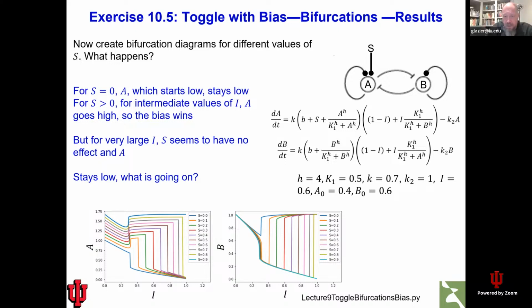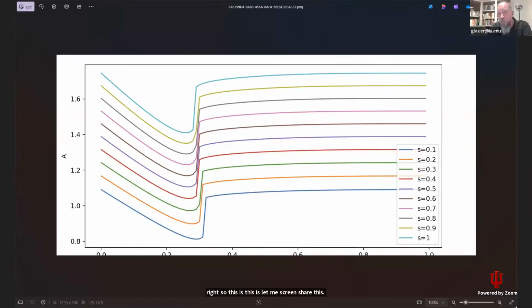So in your case, let's see. You're seeing, well, this is actually the upper branch. Oh, yeah, right. So this is, let me screen share this. So what you're seeing here is that upper branch in my A plot. And you're right that as you're increasing the inhibition, you're not seeing it jump down again.